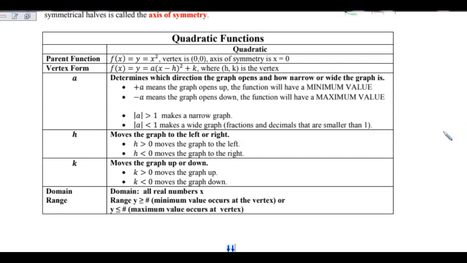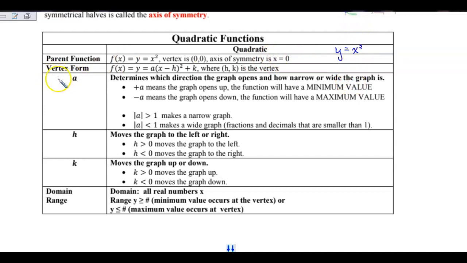There is what they call a parent function, which is where it starts, and this is when the axis of symmetry is the y-axis. Okay, so if I have the function of x where y equals x squared, that's your parent function. The vertex is at the origin, and the axis is the y-axis. That's the axis of symmetry.